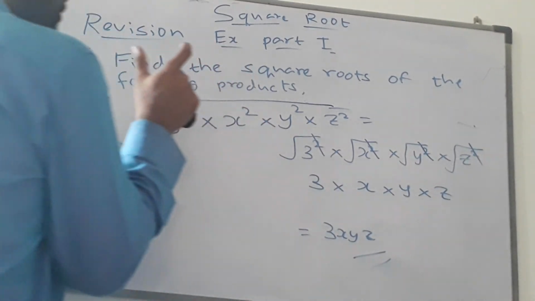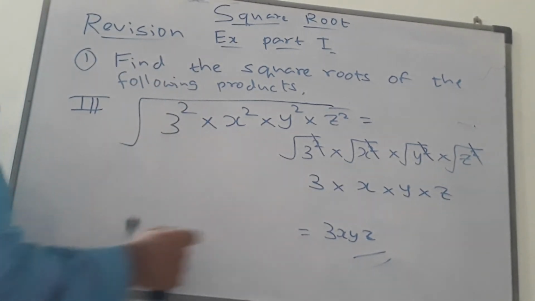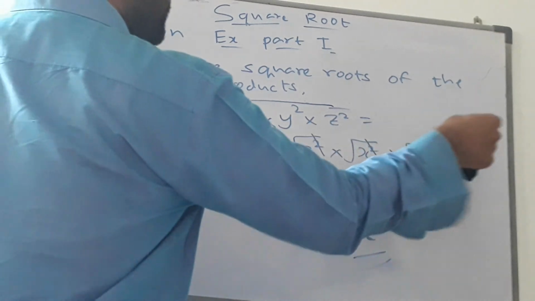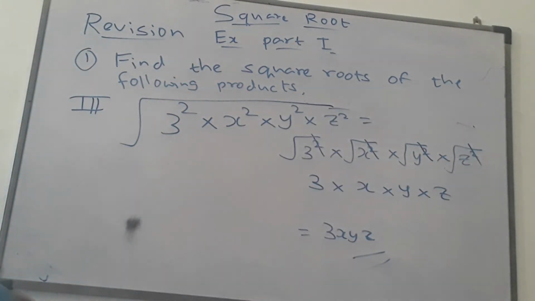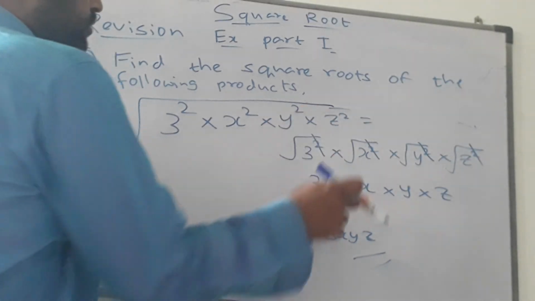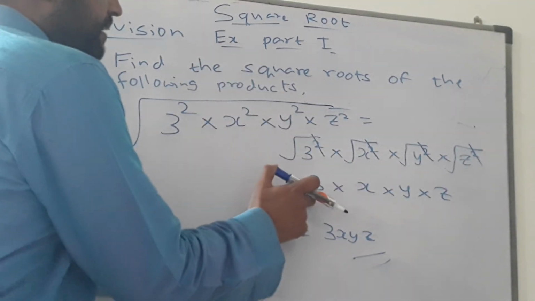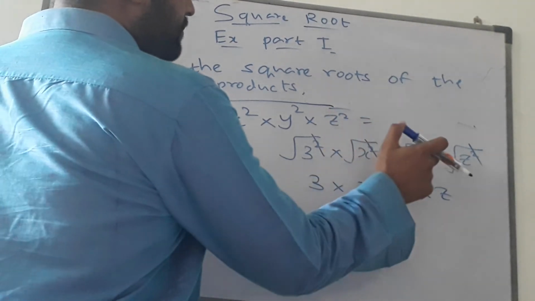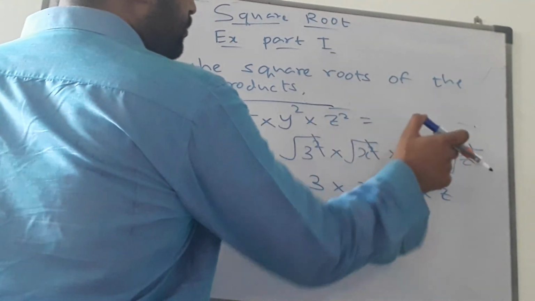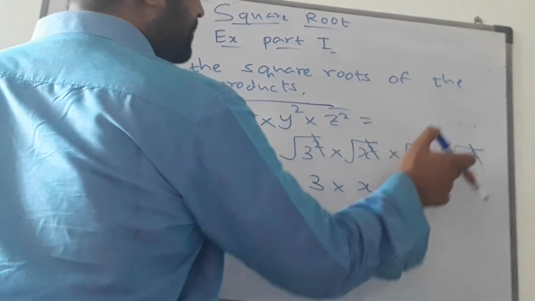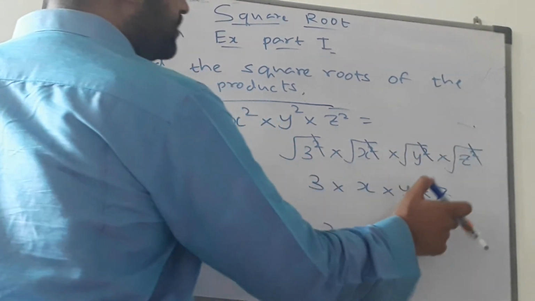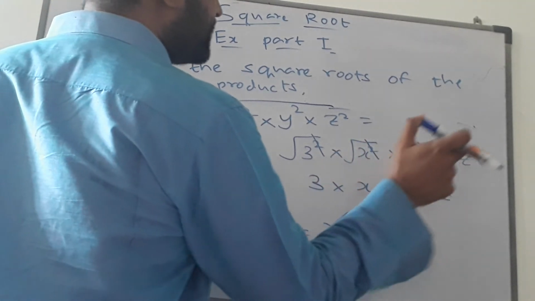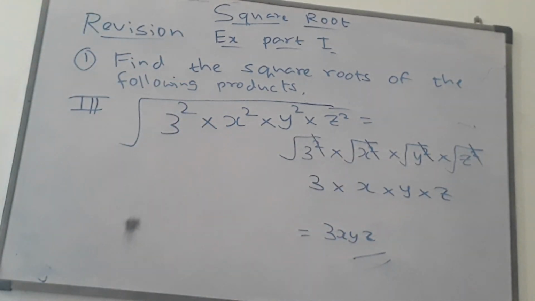So when you are asked to find the root of this, you have to break it: root of 3 squared, root of x squared, root of y squared, root of z squared. Then root of 3 squared means root and square get cancelled, so 3 remains. Root and x squared, the square and root get cancelled, so x remains. y squared and root, square and root get cancelled, y remains. z squared, root means root and square get cancelled, so z remains. 3 times x is 3x, 3x times y is 3xy, 3xy times z means 3xyz. Keep in mind.